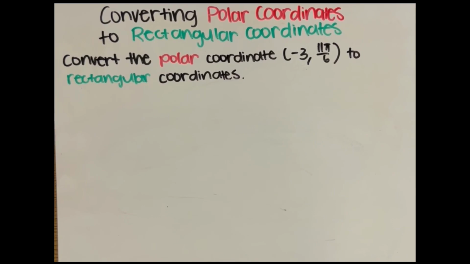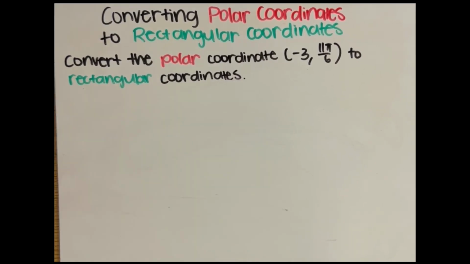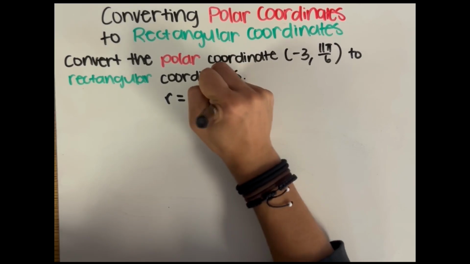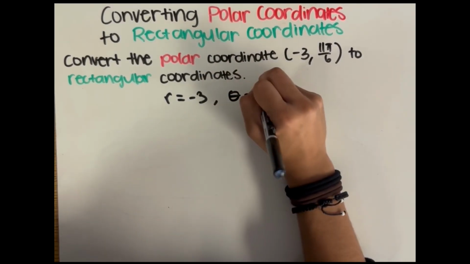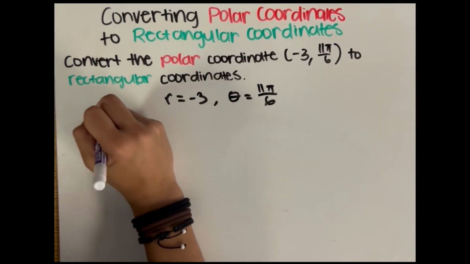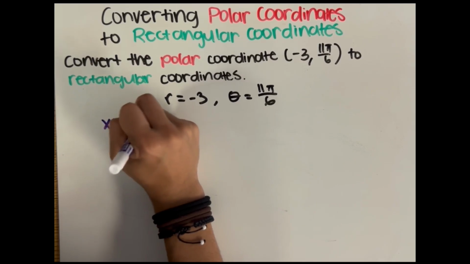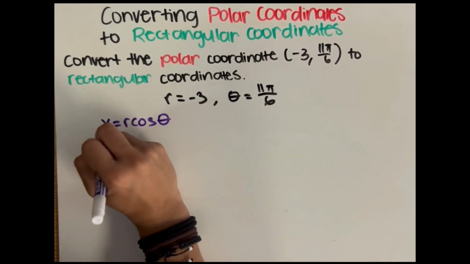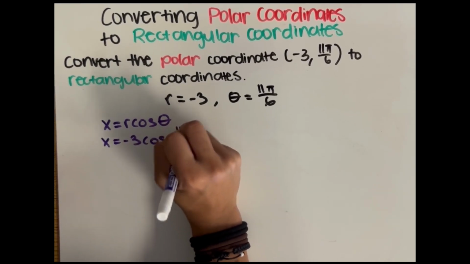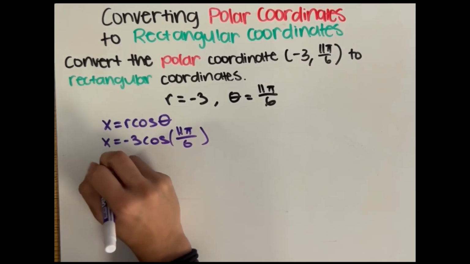Now we're going to convert the polar coordinate -3, 11 pi over 6, to rectangular coordinates. We know that r, which is our radius, is equal to -3, and theta, which is our angle, is equal to 11 pi over 6. To start, let's find the x-coordinate using the equation x equals r cosine of theta. So since we know what r and theta are, we're going to substitute those into the equation and get x equals -3 cosine 11 pi over 6.